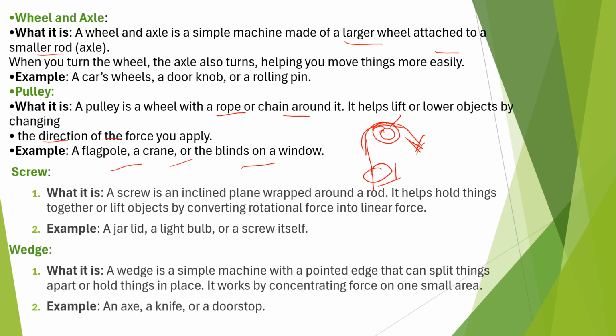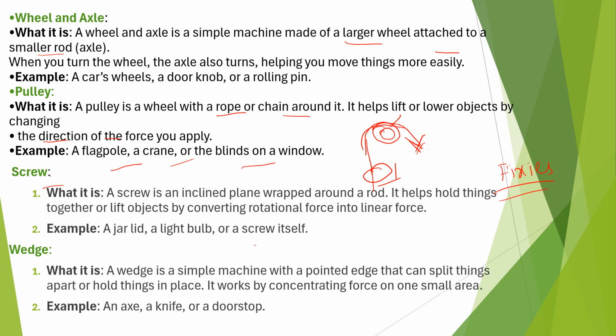Next, screw. What is it? You all know about the screw, right? And I think most of you will be watching fixies at least once in a week, right? So you know about the screw, I hope. So what is it? A screw is an inclined plane wrapped around a rod. It helps hold things together or lift objects by converting rotational force into a linear force. A jar lid, a light bulb, or a screw itself.